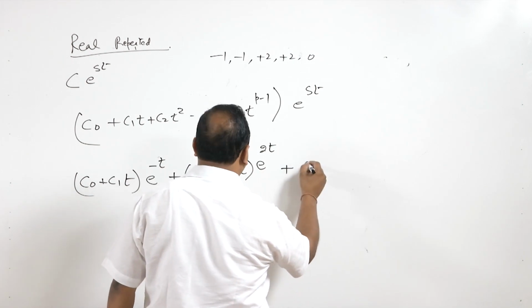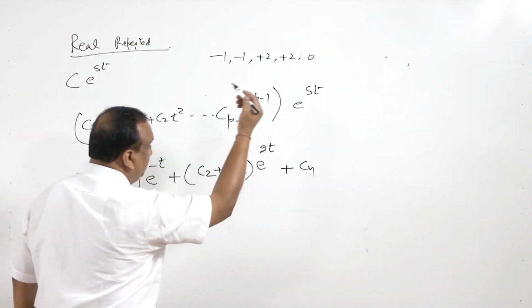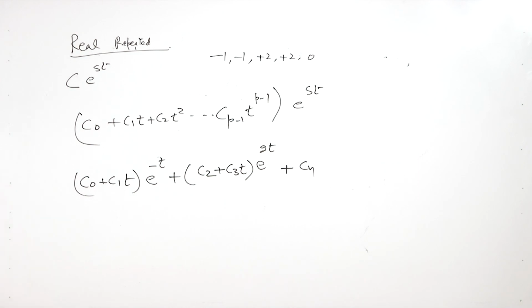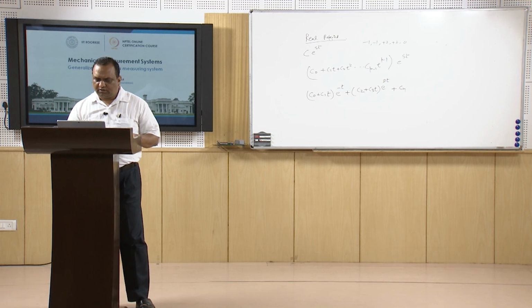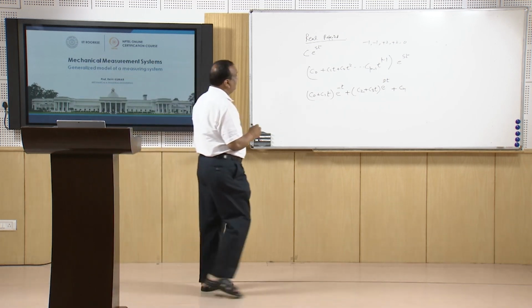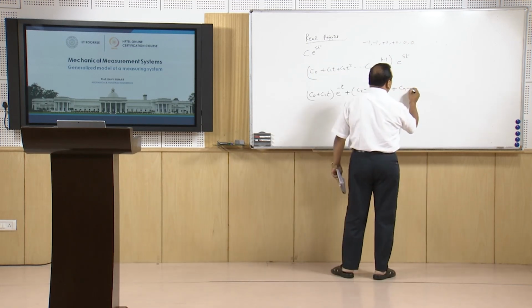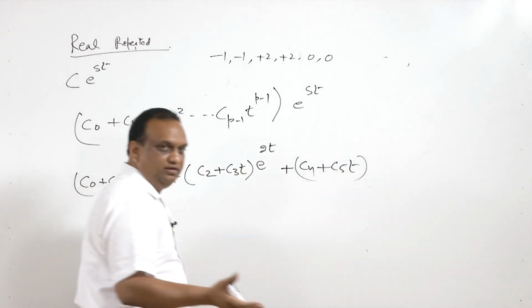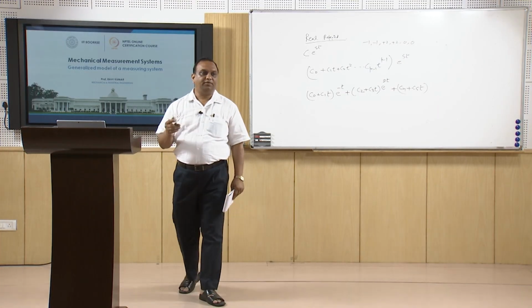So we can have this type of solution, or suppose this 2 is repeated 3 times, then C3 plus C4t square, something like that. And suppose 0 is repeated 2 times. This 0 is repeated 2 times. Then it is going to be C4 plus C5t. Likewise, we can have the solution when the roots are real and repeated.